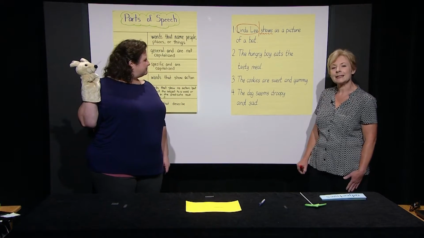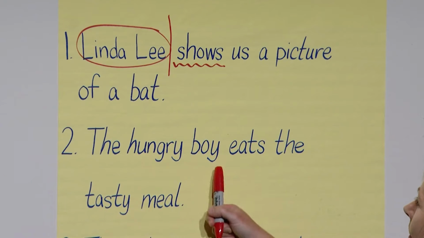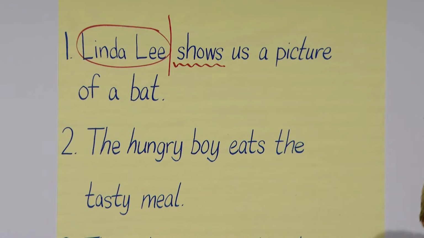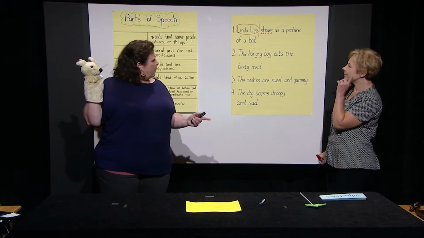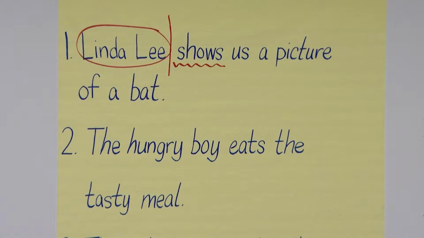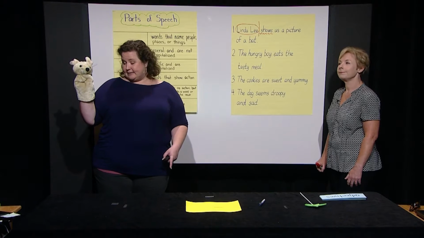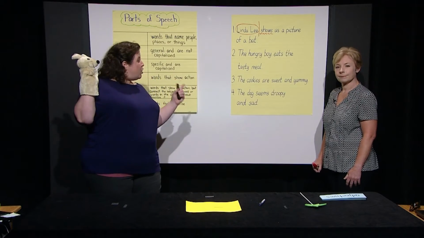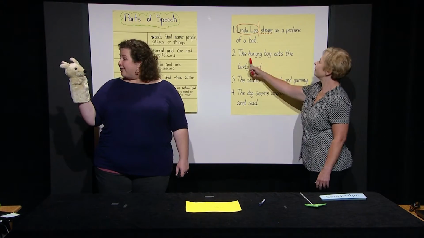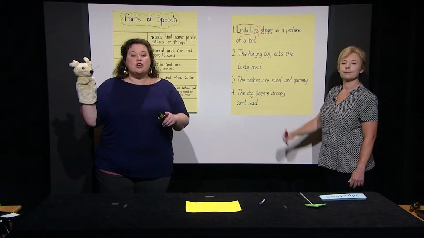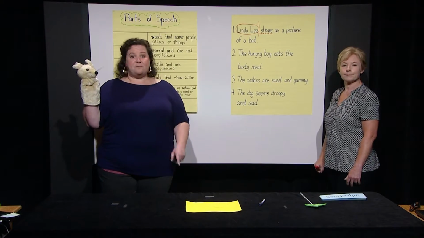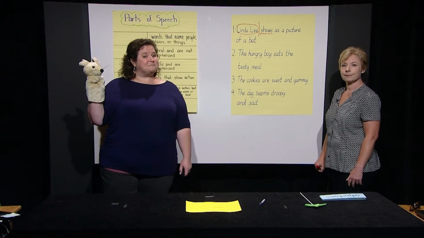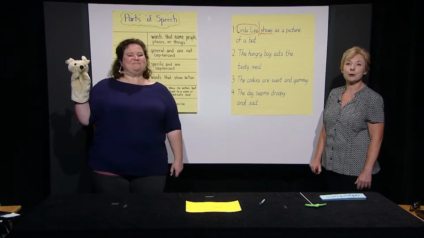Let's look back at the second sentence. The hungry boy eats the tasty meal. What's the subject of this sentence? Rattenborough, what are your tips on finding the subject? Well, the subject answers who or what. That's right. Now, the who of this sentence is the hungry boy. Scholars, do you remember what we call a word that describes a noun? If you said adjective, you're right.